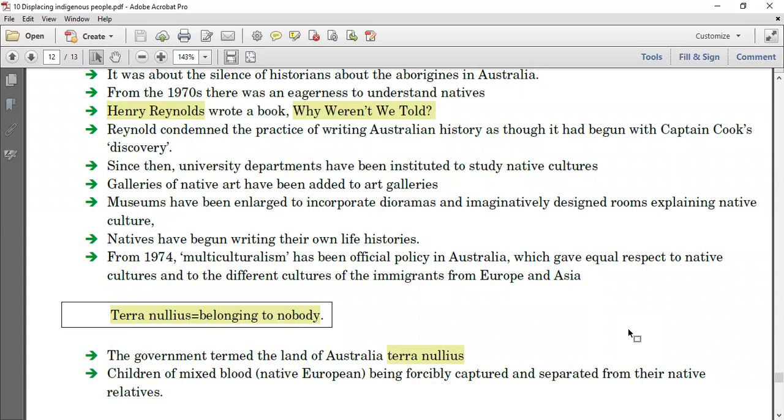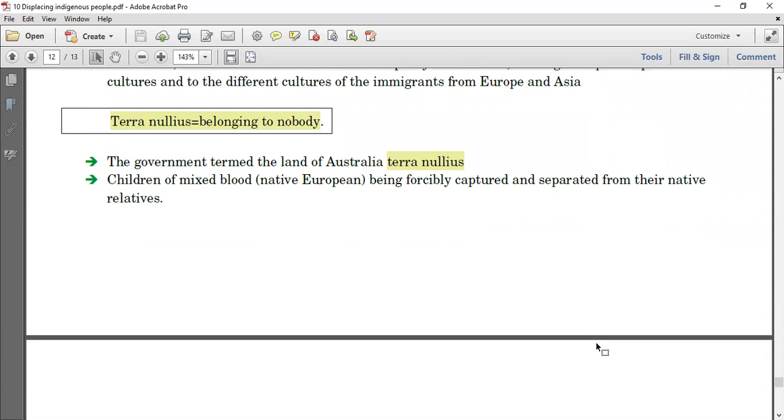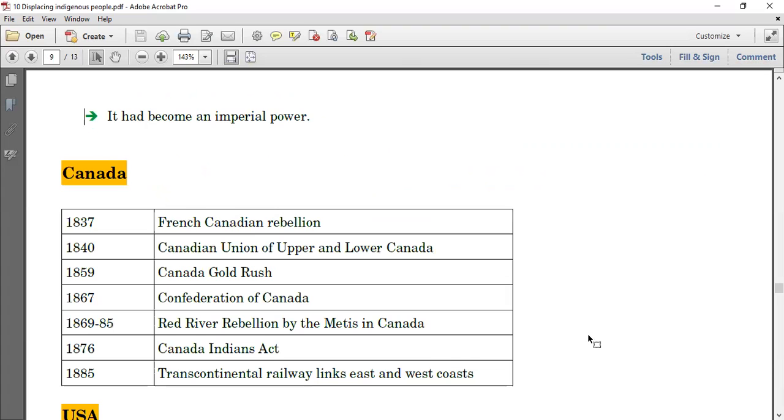Terra nullius means belonging to nobody, and the government termed the land of Australia as terra nullius. Children of mixed blood were forcibly captured and separated from their native relatives.